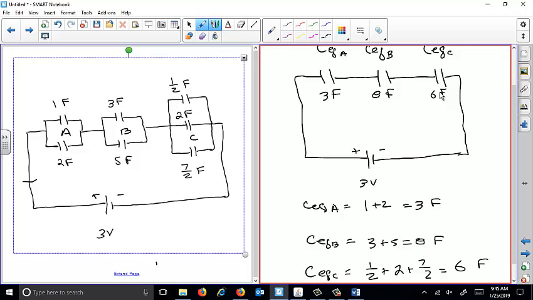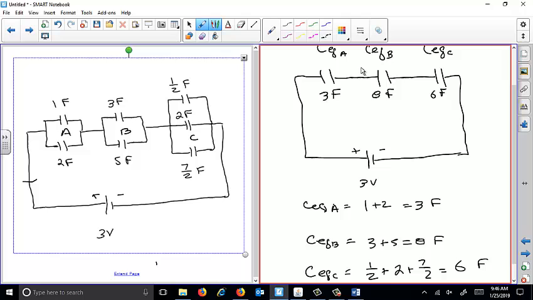Now once you've gotten rid of all the parallel parts, we can analyze these series capacitors using the series capacitance equation to simplify these 3 into a single one. So finding equivalent capacitance is really not that hard.